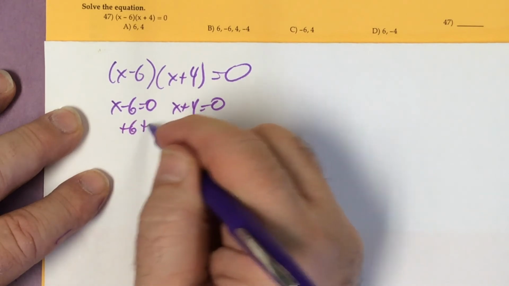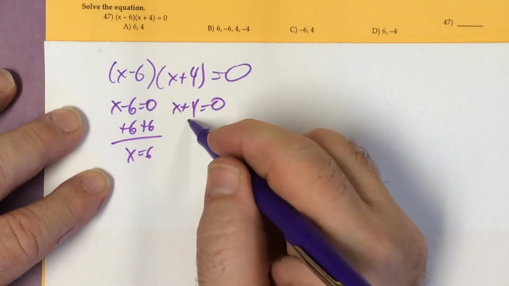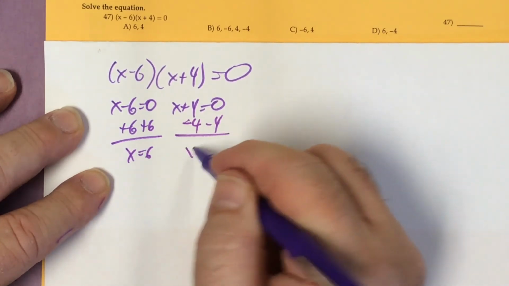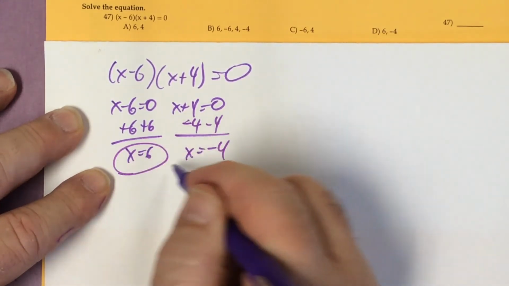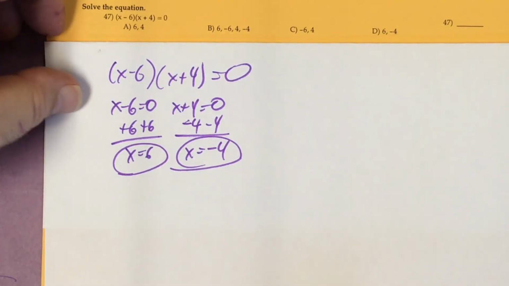And if we add 6 to both sides here, we get x is equal to 6. And if we set x plus 4 equal to 0, I subtract 4, and I get x equals negative 4. So there are two solutions that make that quadratic equation equal to 0. Now, that's if it's already factored for you, but that's not going to be usually the case for how you see this.